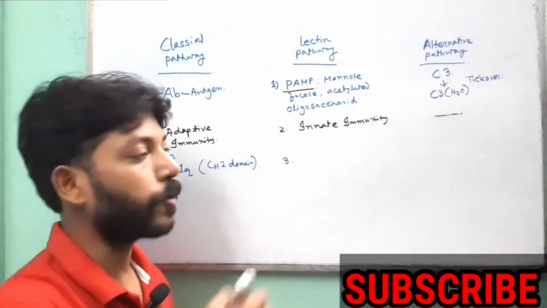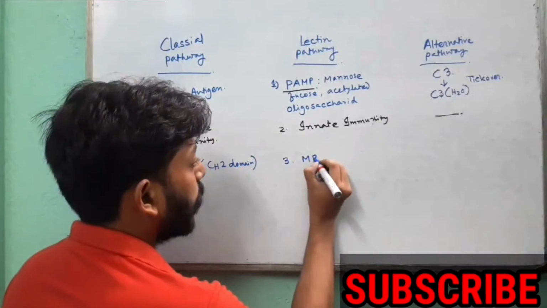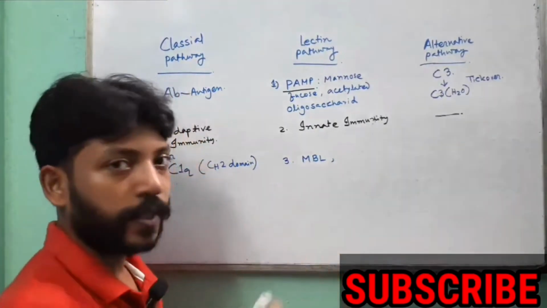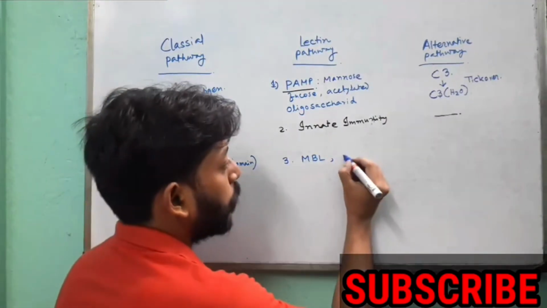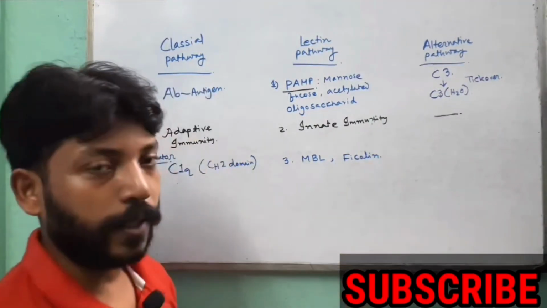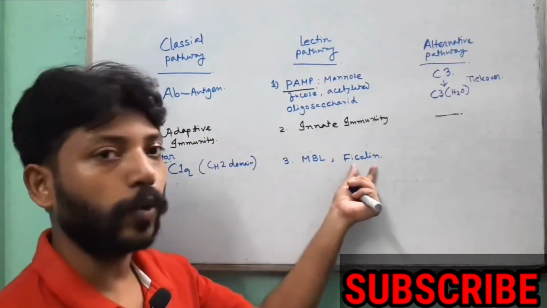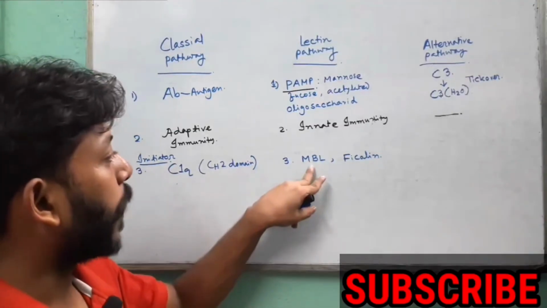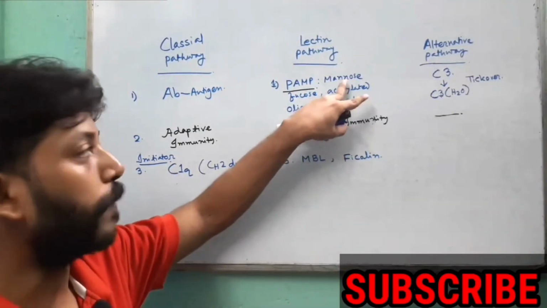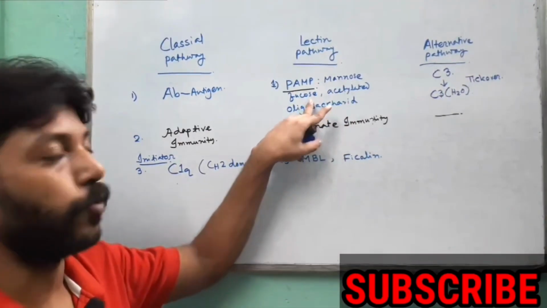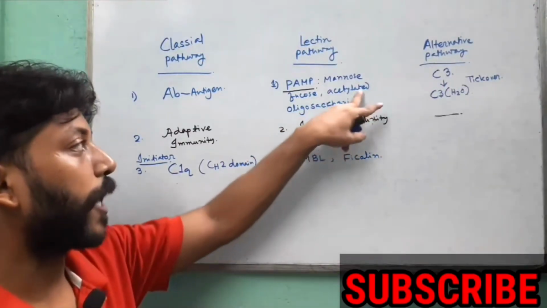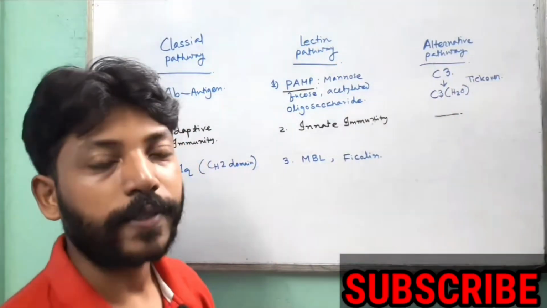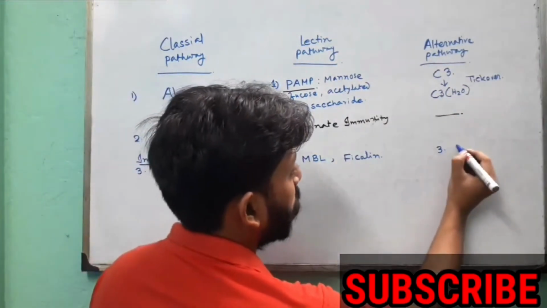In the lectin pathway, the initiator protein is MBL, mannose binding lectin, and in recent years another protein has been discovered called ficolin. This MBL, the ficolin, and also the C1q protein act as opsonins. MBL can bind with high affinity to mannose and fucose, and ficolin binds with acetylated oligosaccharide. In the alternative pathway, you can say the initiator protein is the C3 protein.